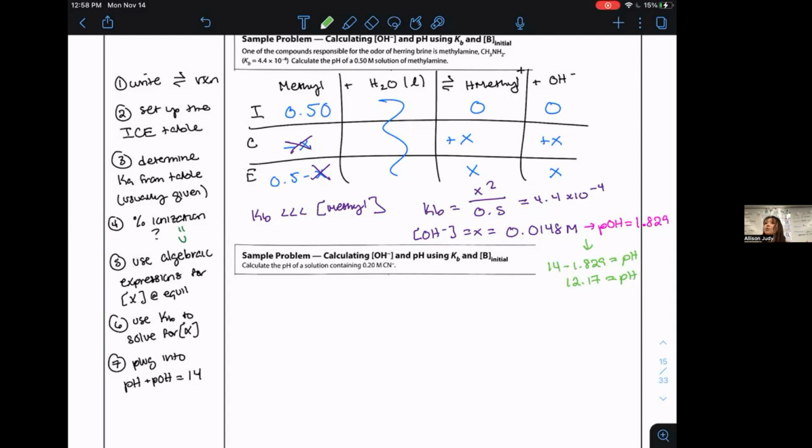So you plug into the equilibrium for your base, your production of OH minus, and you solve for X. If you know X, you know OH minus. If you know OH minus, you know POH. And if you know POH, you can use the relationship between pH and POH and the number 14 to find the pH of the overall solution, even though it was given to you from a base perspective. You can still find the acidic perspective. Okay, that's your summary. Try the next one on your own.